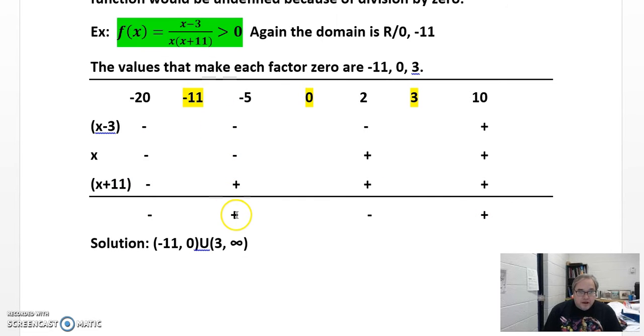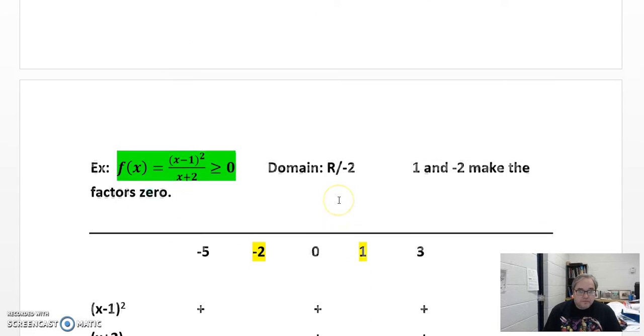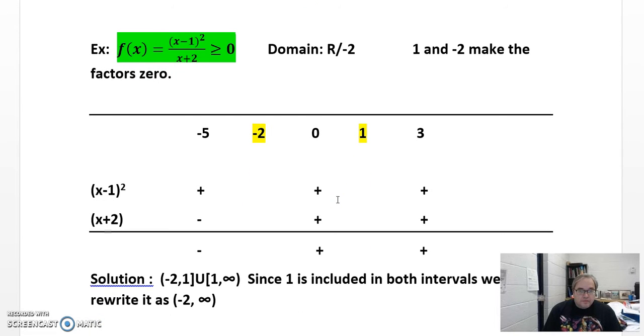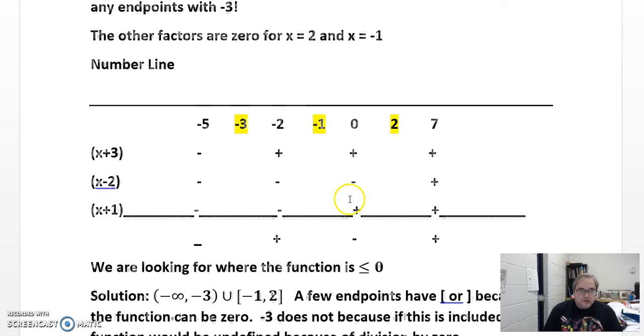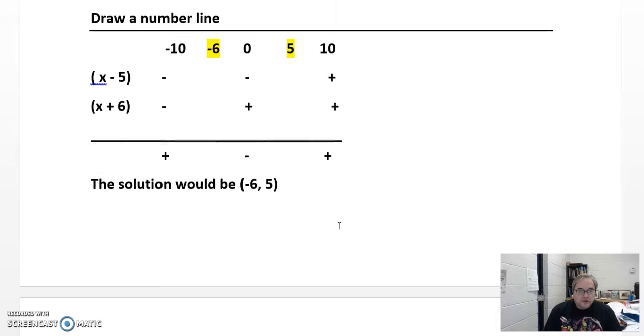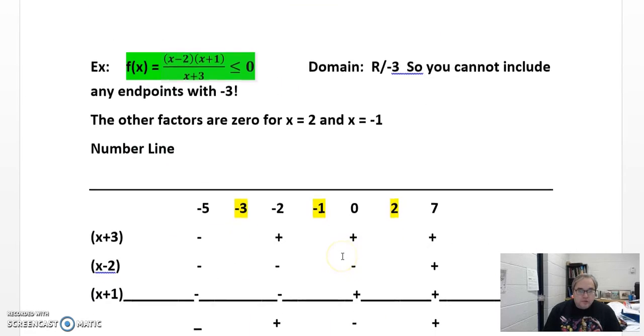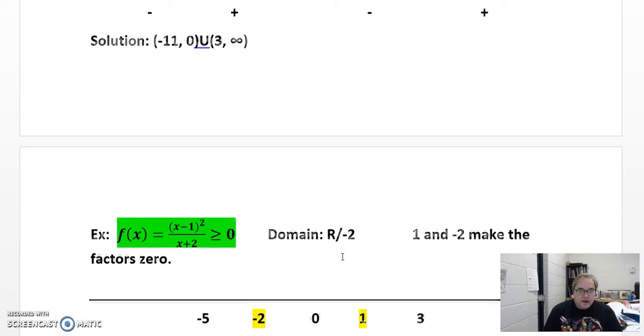So I'm looking where it's plus. Well, it's positive from negative 11 to 0, and it's positive from 3 on, so 3 to infinity. And I'm not including any endpoints because it's not equal to. I wouldn't include negative 11 or 0 anyway because that would give me division by 0. So when you look at these, it's going minus, plus, minus, minus, plus, minus, plus, minus, plus. Most of the time it's going to be a pattern similar to that, but not always.